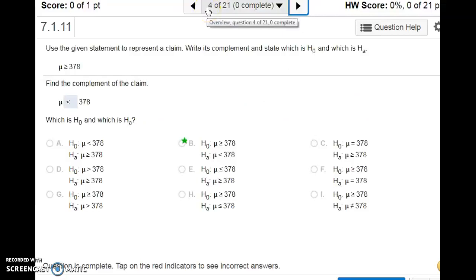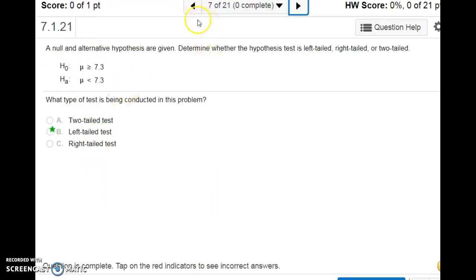Number 4 just kind of builds off of what I've already covered in this video. The null hypothesis always has to be the claim that has the equality in it. So 5 and 6 were similar to 4. Number 7, anytime your alternative is less than, we're doing a left tail test.